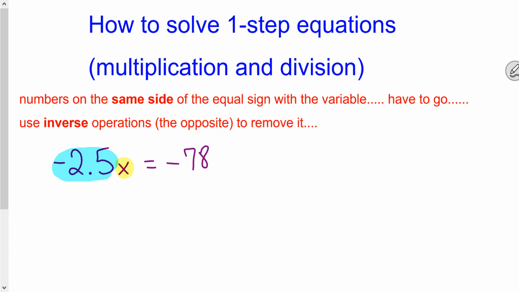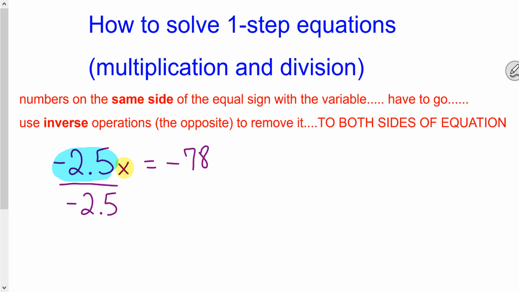Now, how do we get rid of that number? We know we need to get rid of it, but how do we do that? We use inverse operations, which is just a fancy word for do the opposite. So since it's multiplying, we will divide by itself. We will literally put a division bar there and say negative 2.5 underneath it. But what you do to one side of the equation, you have to do to the other. So we'll divide the right side by negative 2.5.